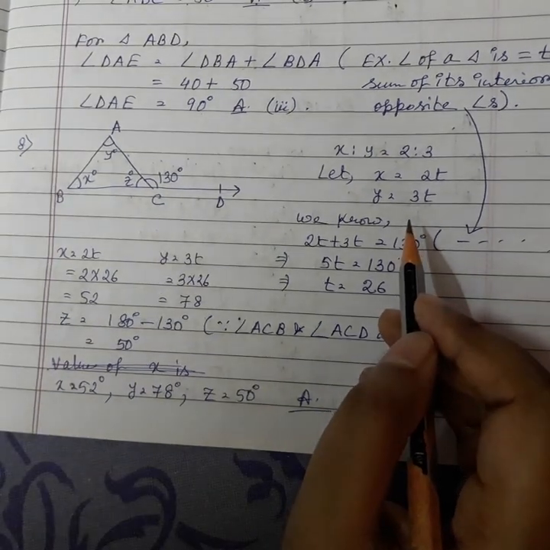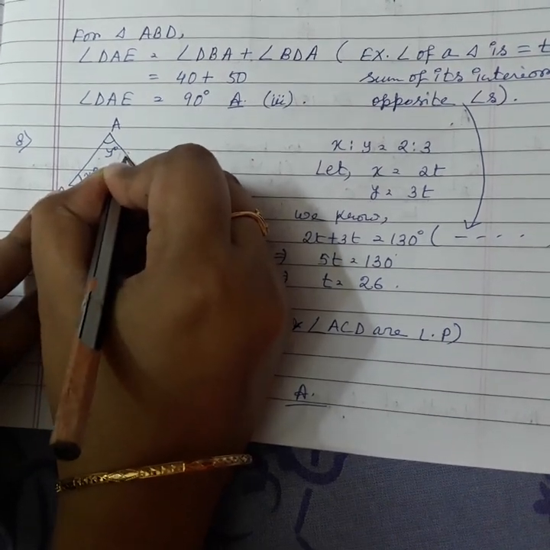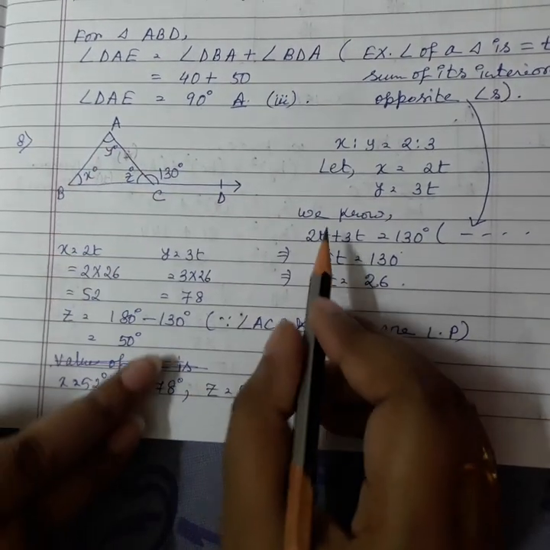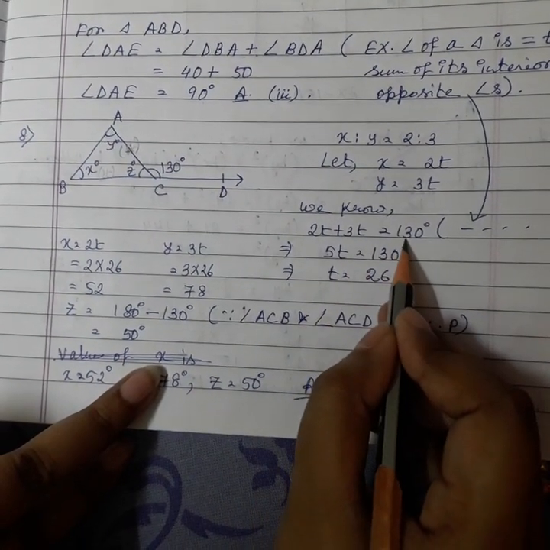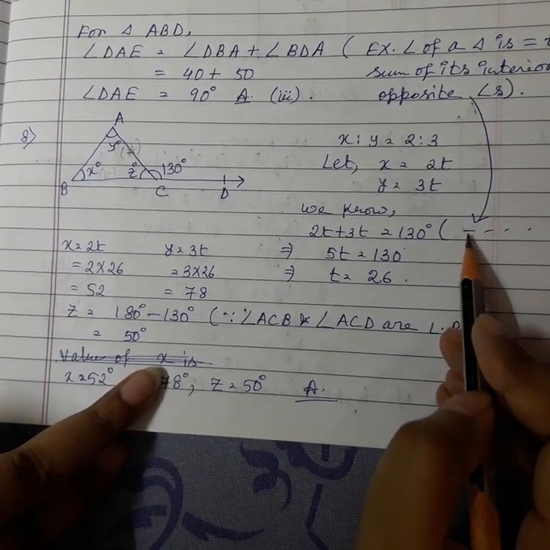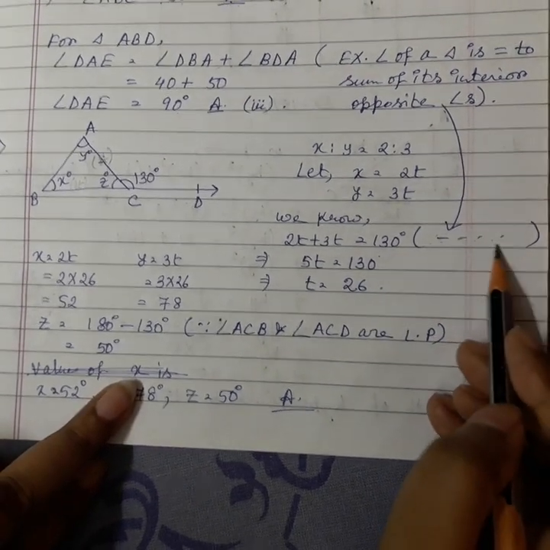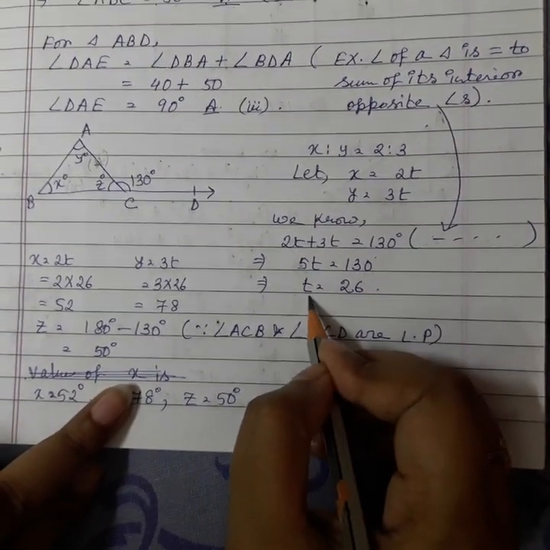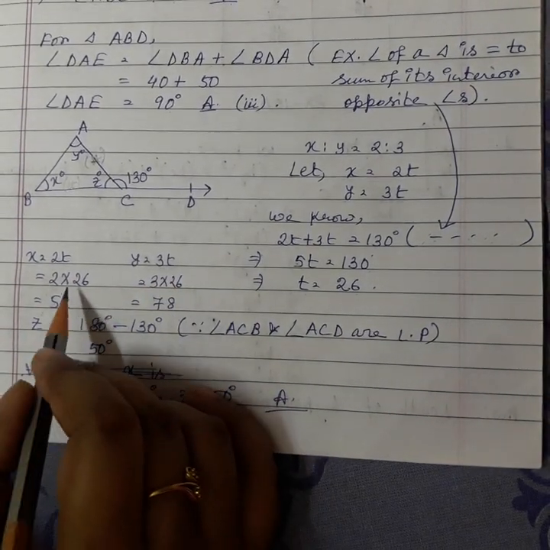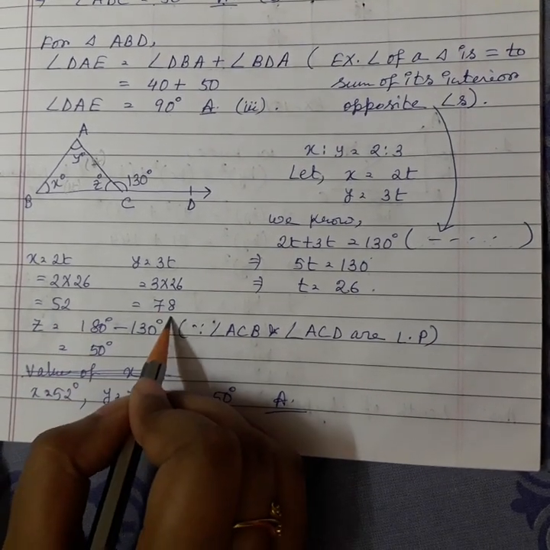Now we have to find the value of x, y, z. So what we will do, x means 2t and y means 3t. Now exterior angle equals the sum of the opposite interior angles. So we know 2t plus 3t equals 130 degrees, and the reason will be the same that I have given with the arrow. So the same thing you will write: the exterior angle of a triangle is equal to the sum of its interior opposite angles. That reason you will write. So 5t equals 130, t equals 26. Now x equals 2t and y equals 3t. Just put the value of t and we get the values of x and y. It comes to 52 and 78 degrees.